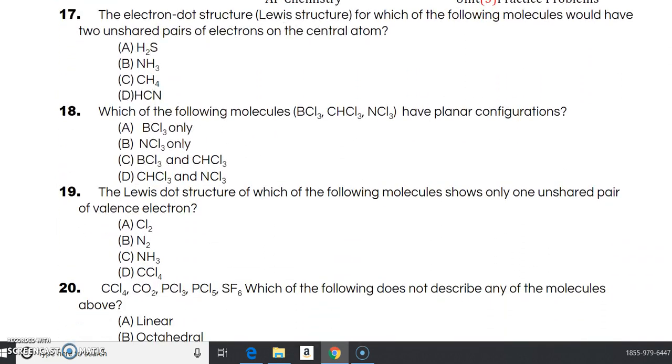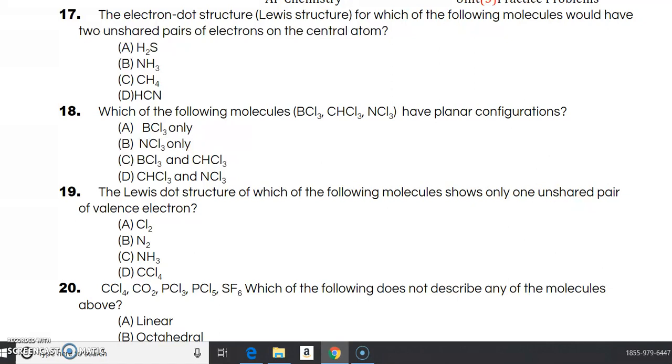All right, 17. The Lewis structure has 2 unshared pairs of electrons on the central atom. Well, think water. We know our classic structure of water. There's our central atom of oxygen, 2 hydrogens on either side with 2 unshared pairs. Well, who best represents that out of our list? A, hydrosulfuric acid. And so A is the same structure as water. So think about water, substitute the oxygen with sulfur, and there you go.